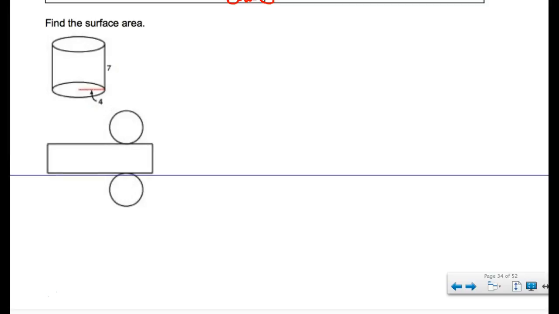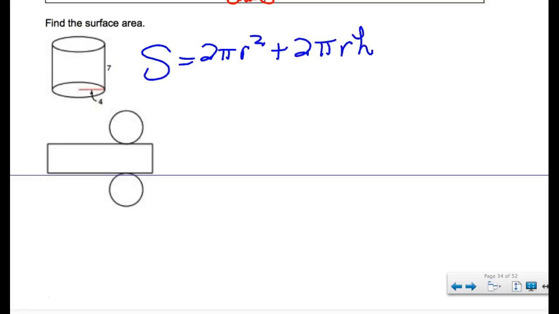The surface area of my cylinder is going to be 2 pi r squared plus 2 pi r h. Again, you just grab the formula and then you follow it like a map. Pi is a number, it stays in here. The radius is given to me, I replace it with a 4. 2 is a number, pi is a number, radius is a 4, height is a 7. I'm going to write this answer in terms of pi.